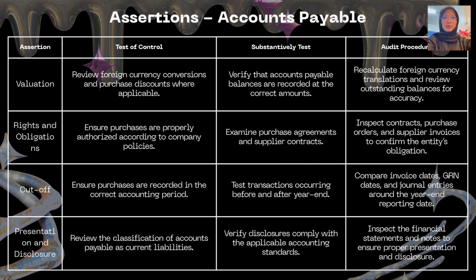Alright, next is rights and obligations. The purpose of this assertion is to ensure the liability legally belongs to the company. The company should only record debts that it is actually responsible for paying. For the test of control, the auditor ensures purchases are properly authorized according to the company policy. For the substantive test, the auditor examines purchase agreements and supplier contracts. These documents prove that the company has agreed to buy the goods and is legally required to pay. The audit procedure is to inspect contracts, purchase orders, and supplier invoices.